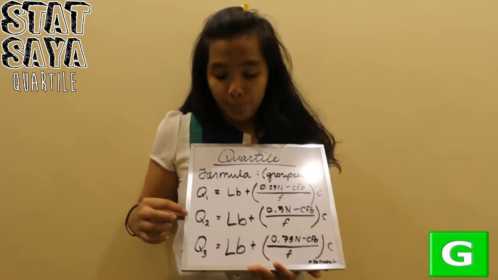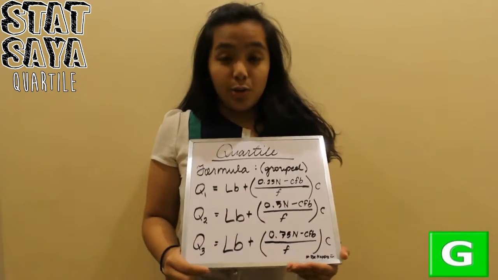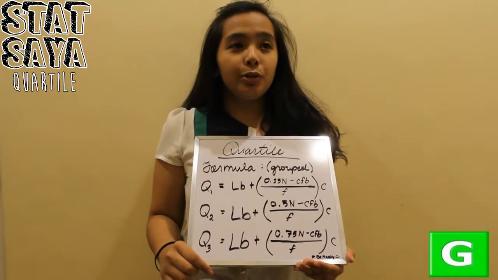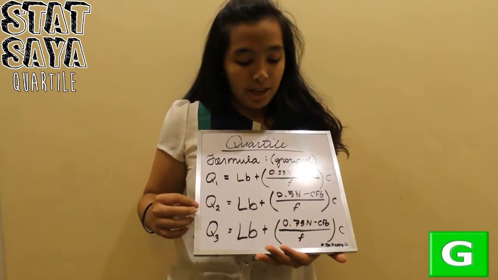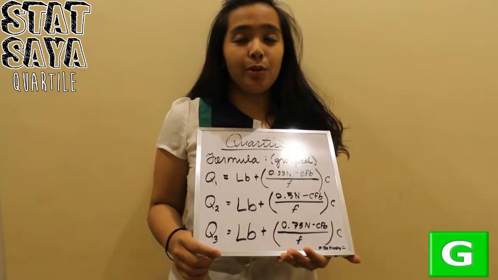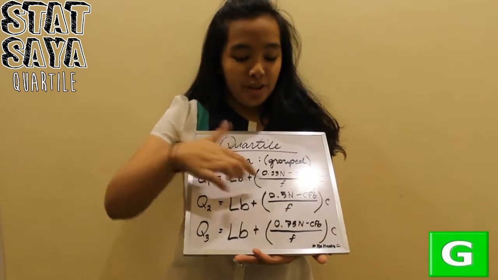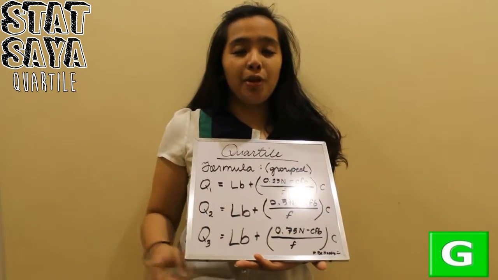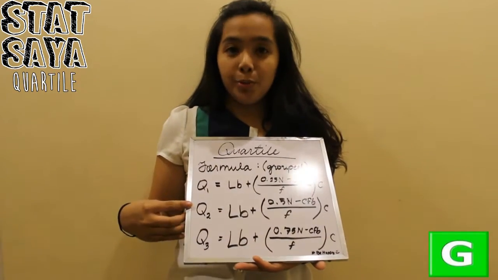For Q sub 2, 0.5 is used because on ungrouped data, the formula for Q sub 2 is 2n over 4. And 2/4 is equal to 1/2, and 1/2 is equal to 0.5 or 0.50. That's why it is used for Q sub 2.